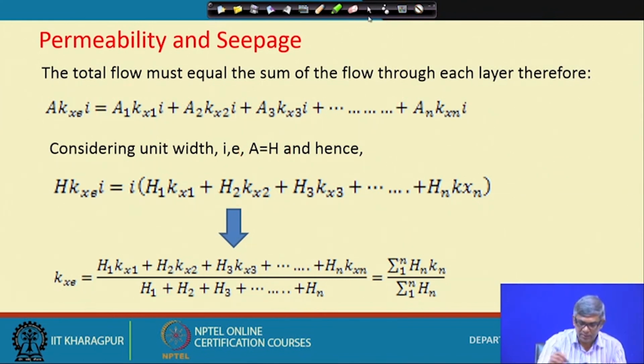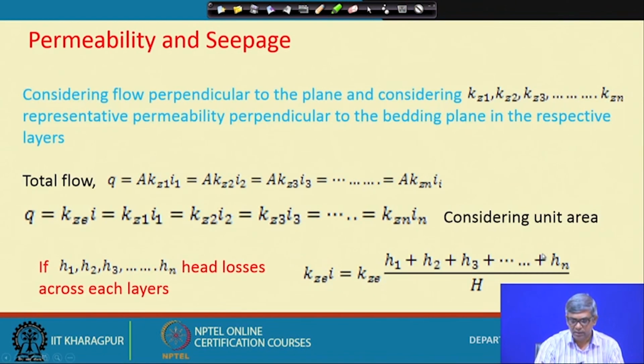Now, the other case is when the flow is taking place perpendicular to the bedding plane, with respective permeability values in the layers Kz1, Kz2 like that. Kjd, maybe I can consider as Kjd, is not required. We have to find out the equivalent permeability of the layer.